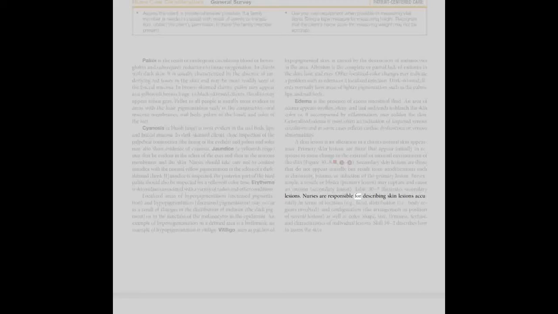Nurses are responsible for describing skin lesions accurately in terms of location, for example, face; distribution, that is, body regions involved; and configuration, the arrangement or position of several lesions; as well as color, shape, size, firmness, texture, and characteristics of individual lesions. Skill 30-2 describes how to assess the skin.